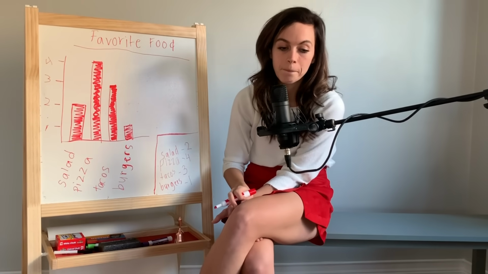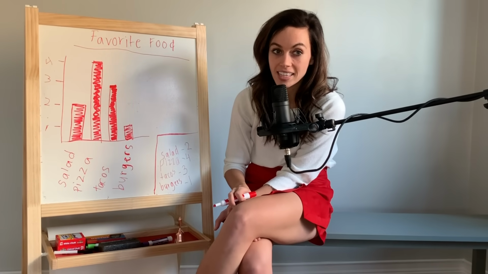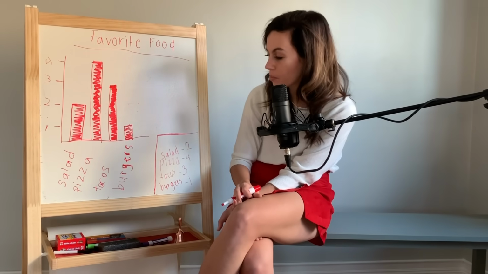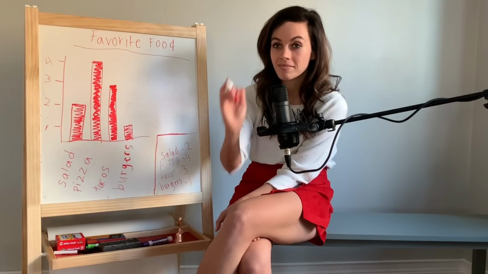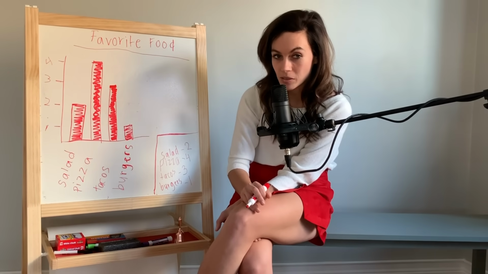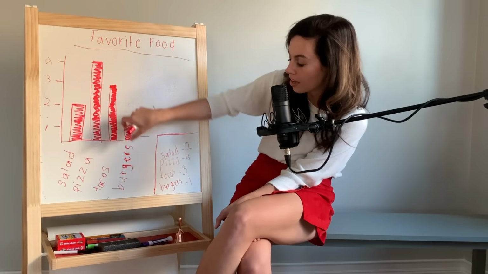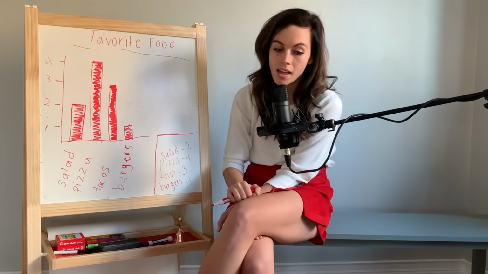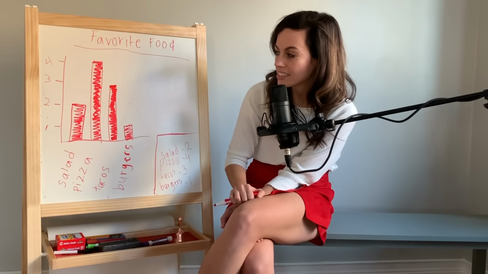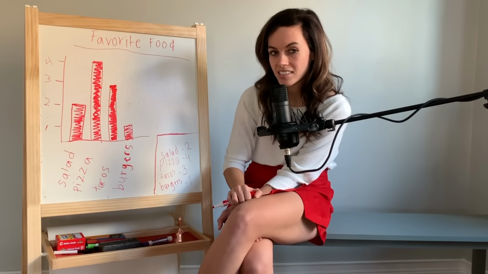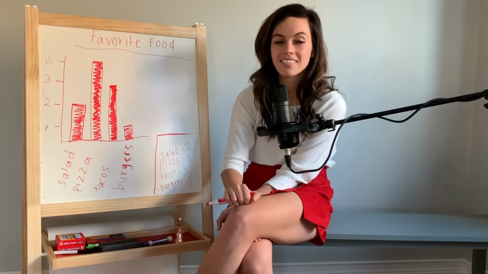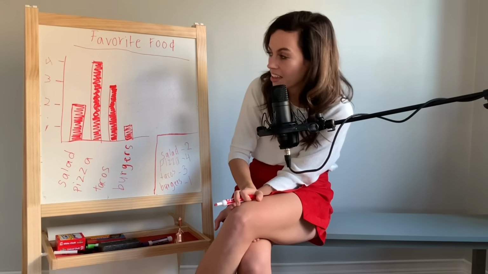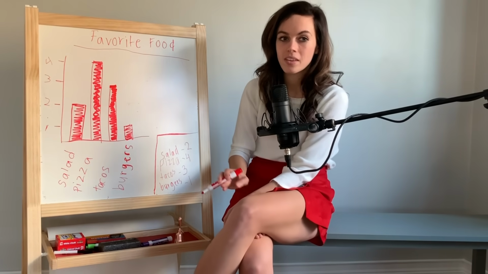Which food do students like the least? Which means the smallest amount or the smallest bar. The one with 1 student, which is burgers. See how much smaller that is than the pizza and the tacos? How many children like salad the best? It is 2 people like salad the best.